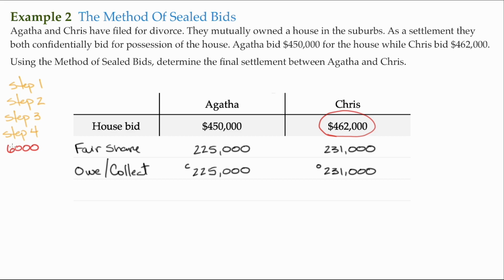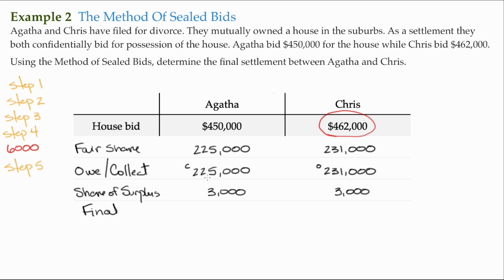And then we take that surplus and we divide it between the two parties equally. So I'm just going to put down here the share of the surplus. And of course, Agatha's going to get $3,000. And Chris will get $3,000. So then the final settlement, that's step 5. I'll put down final.